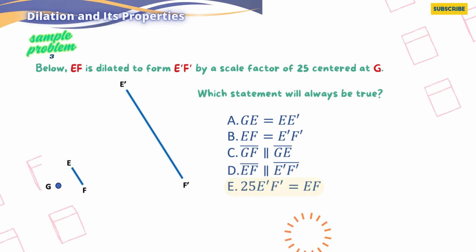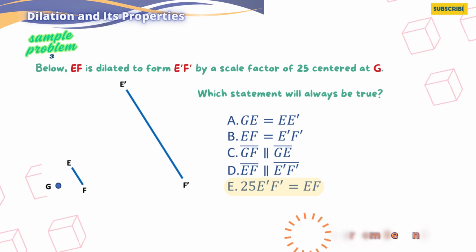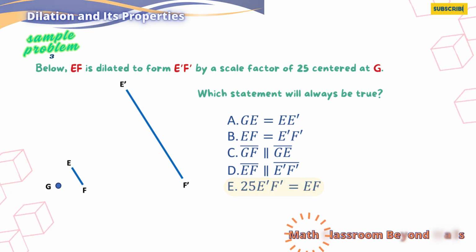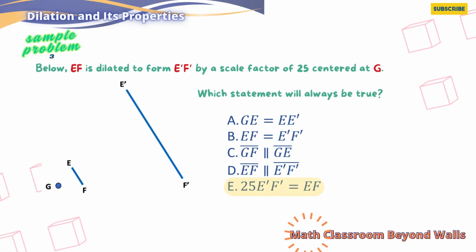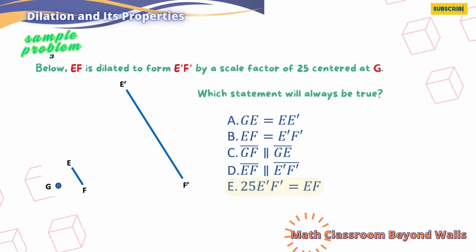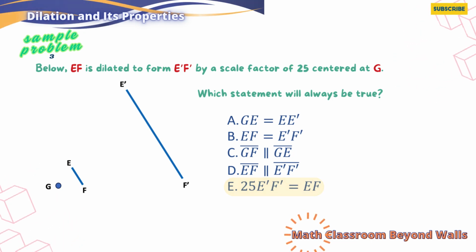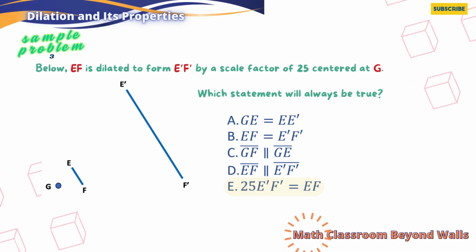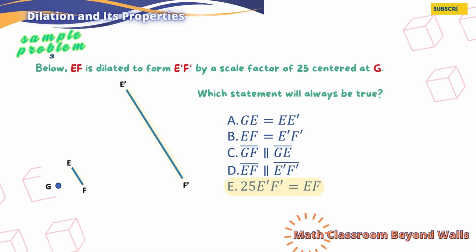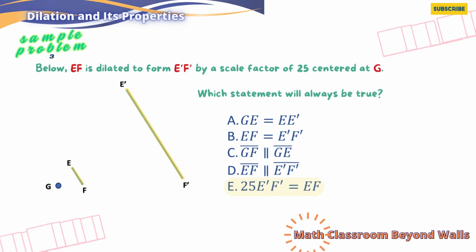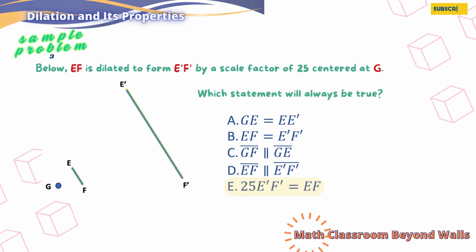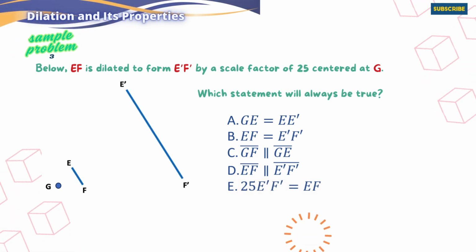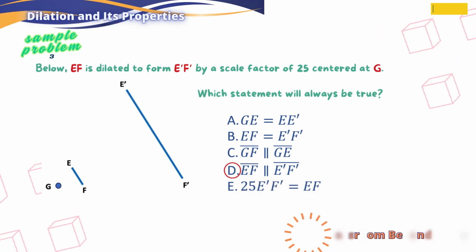Now let us finally look at option E, which states that 25 times the measure of E prime F prime is equal to the measure of EF. What does this mean, learners? Right? It means that EF is 25 times longer than E prime F prime. Is this true? Let us verify this on the figure. The statement is false. The figure shows us that E prime F prime is longer than EF. So, what is our answer here? Right, the answer is option D. Okay, so that was easy.